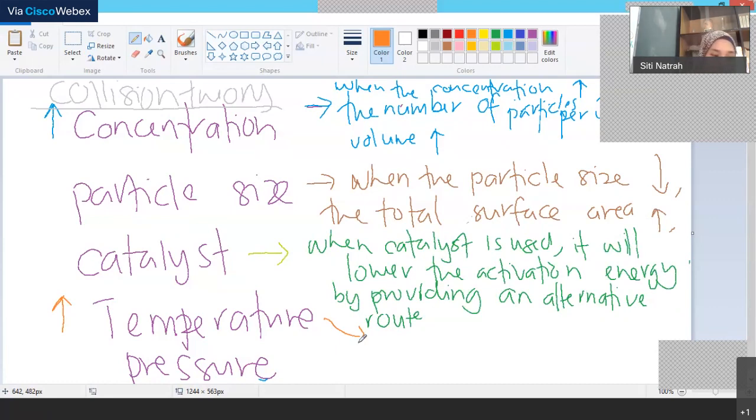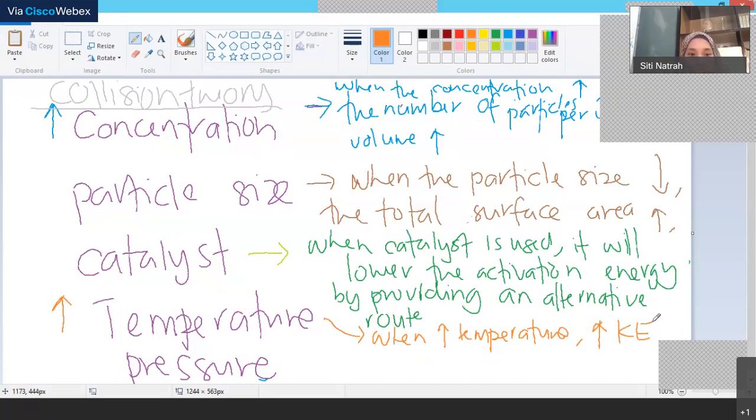Okay. So we can say that when increase temperature, so increase kinetic energy. So kinetic energy ni kamu tahu dia adalah tenaga pelanggaran, dia akan belanggar-belanggar lah. So bila temperature tinggi, kinetic energy pun tinggi. So kita punya the rate of reaction also increase.